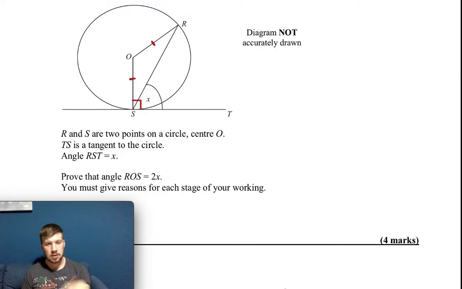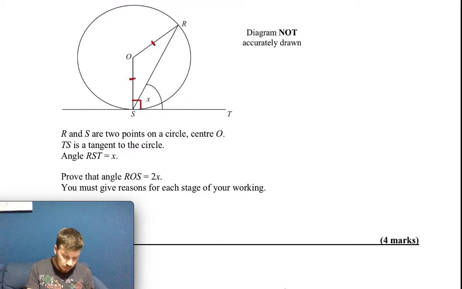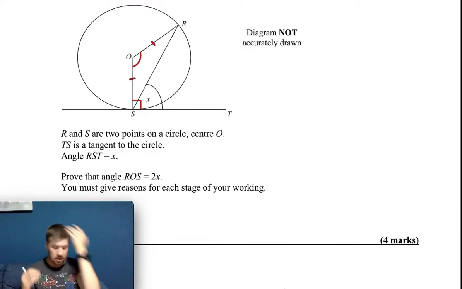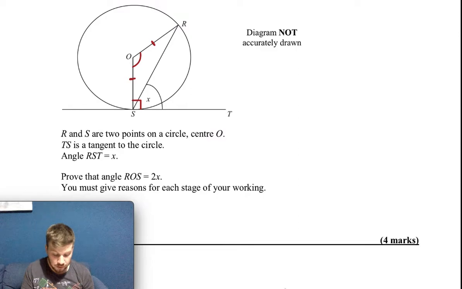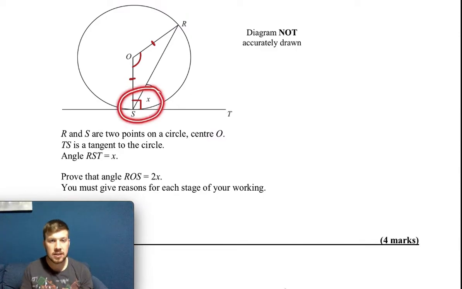Prove that, given that RST is equal to x, which I can see on the diagram, really helpful. Prove that ROS is equal to 2x. So I'm looking for this angle here, and I want to prove that that is equal to 2x. So first thing we should see, hopefully, just isolating this little section, I've got an x and I've got a gap. However, I know the total is 90.